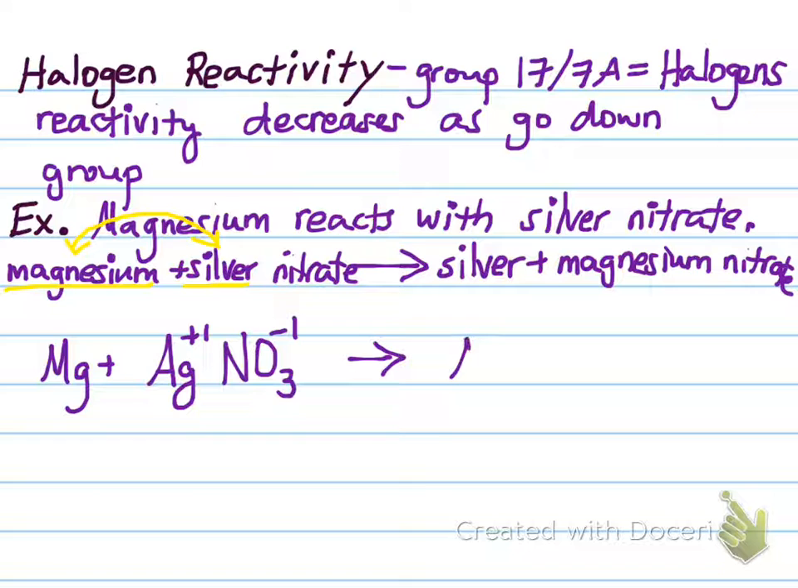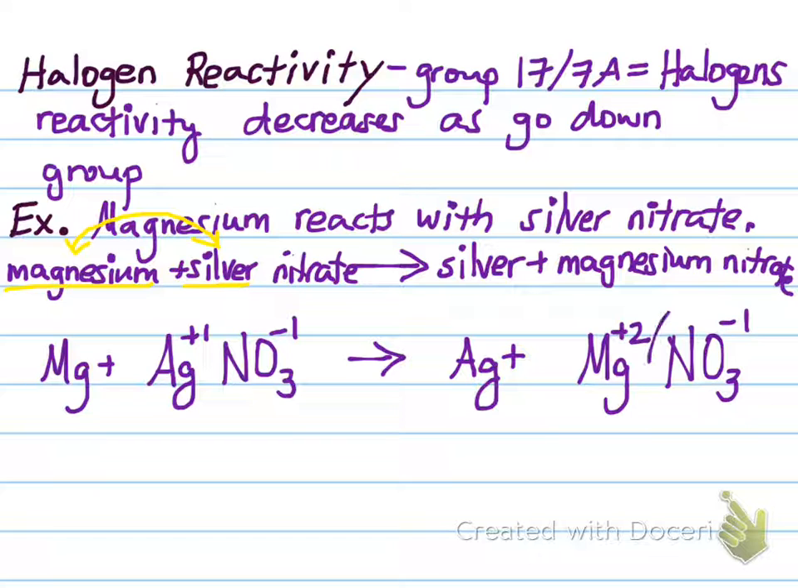Now silver is my product, so silver by itself, and magnesium is Mg. It's in group 2A, so it has a charge of +2. Nitrate is still NO3 with the charge of -1. I crisscross down and I'm going to need parentheses and a 2. So now I'm ready to go ahead and talk about balancing this.